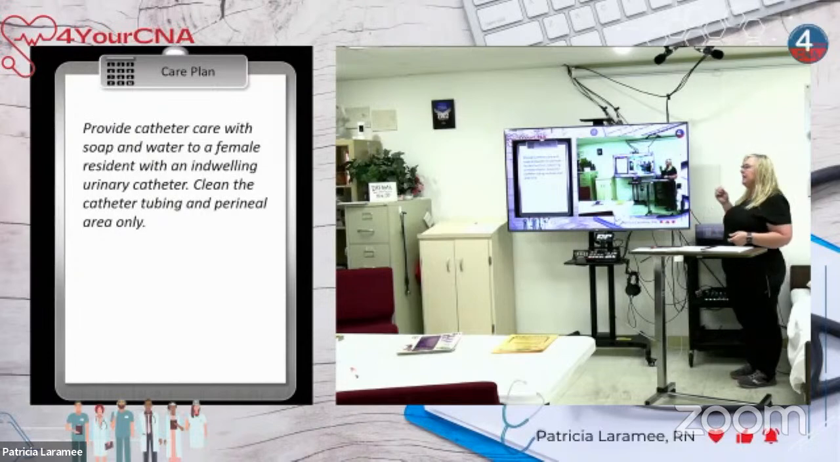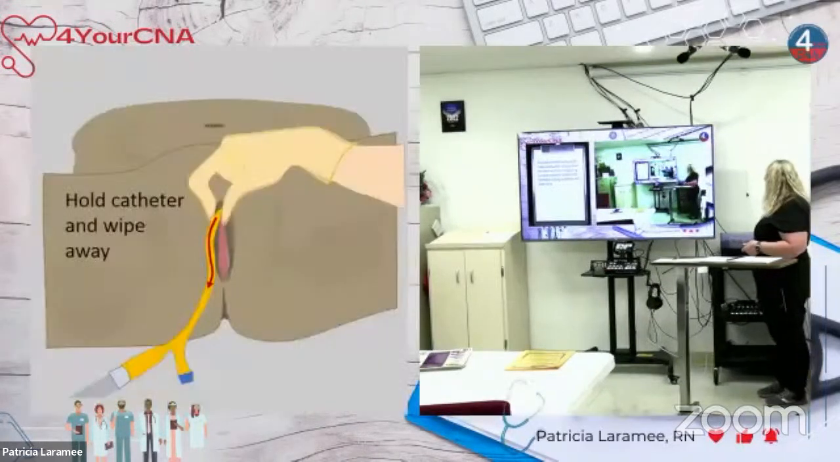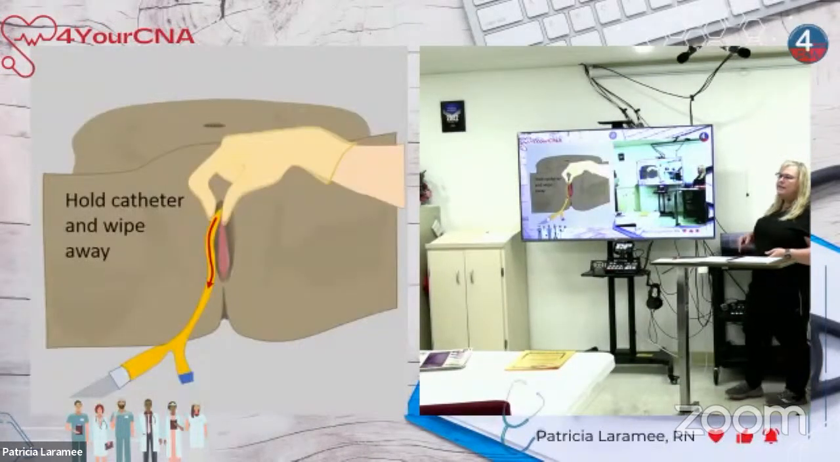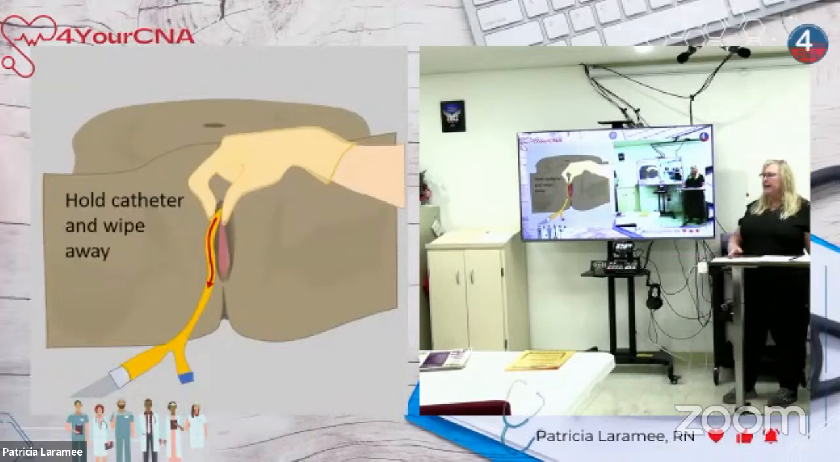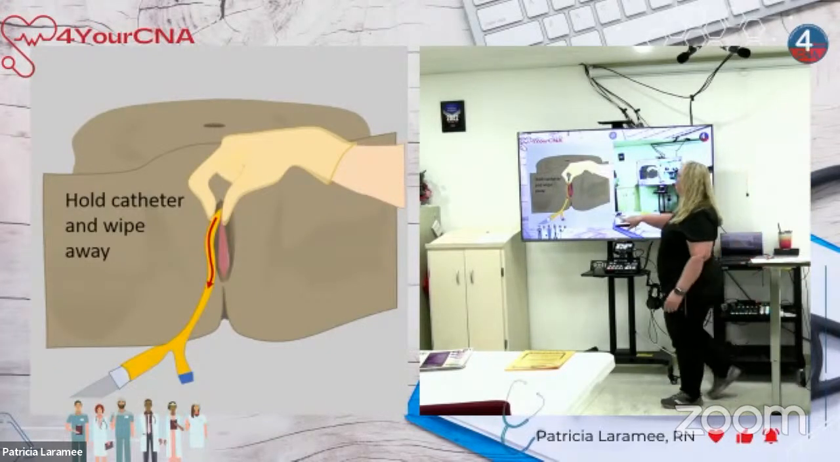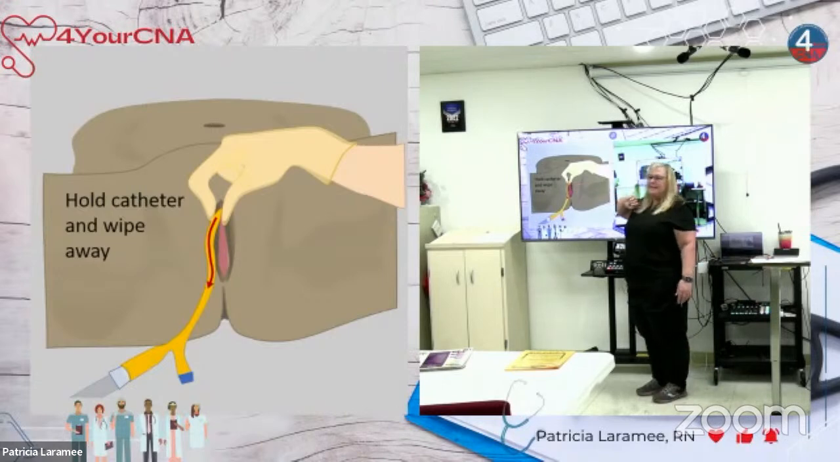We're going to use that leaves method when we clean because we're working with a wet body opening. So we want to make sure that we're holding the catheter where it exits the body and we're wiping the tubing away from the urethra. So we never want to go back up. This is always one way, away from the urethra.